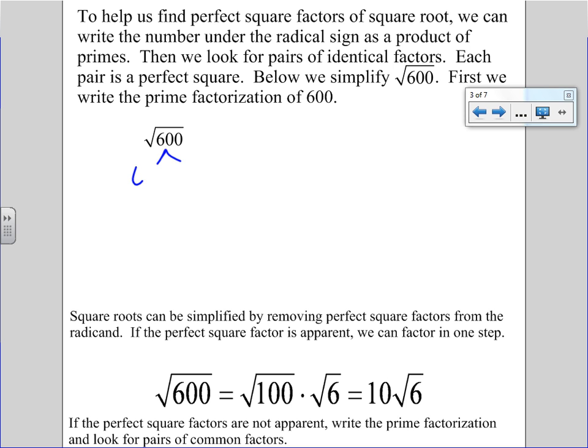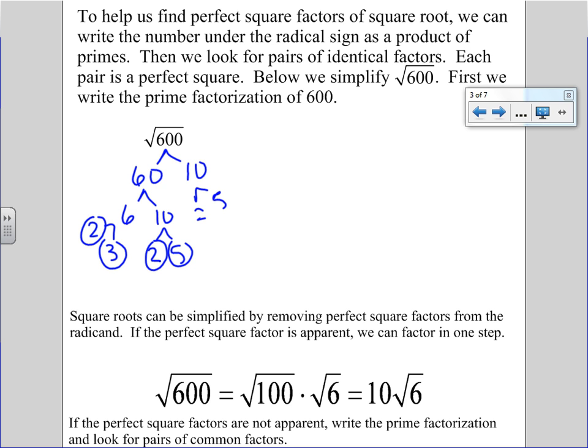600 will split into 60 and 10. 60 will split into 6 and 10. 6 splits into 2 and 3. Those are both primes. 10 splits into 2 and 5. Those are both primes. 10 splits into 2 and 5. Those are both primes. So this is equal to radical, and under that radical, we can list this out as 2 times 2 times 2 times 3 times 5 times 5. And they said that we look for pairs of identical factors because each pair is a perfect square.